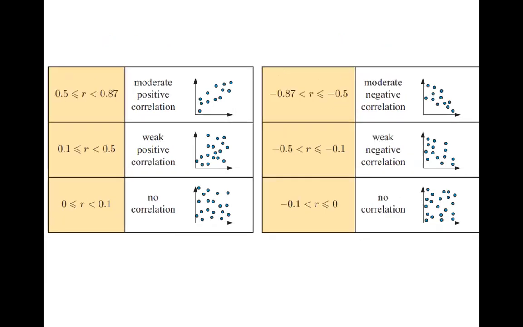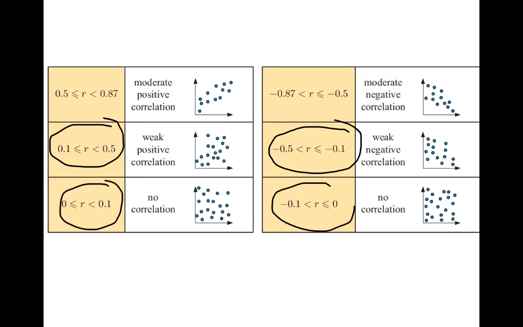Otherwise, values between 0.1 and 0.5, or -0.5 and -0.1, we would call a weak correlation. Anything between -0.1 and 0.1, we say there is no correlation. So this value R should tell you both the direction, whether it's a positive or negative correlation, and also how strong that correlation is. Knowing this, you are now going to complete a task.